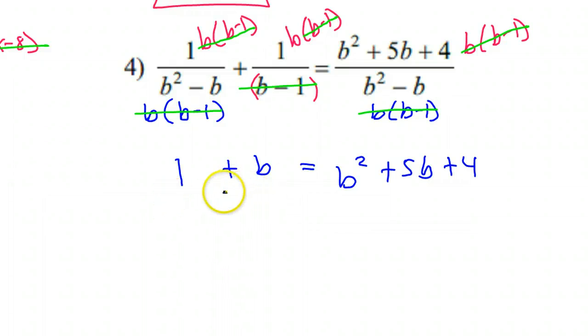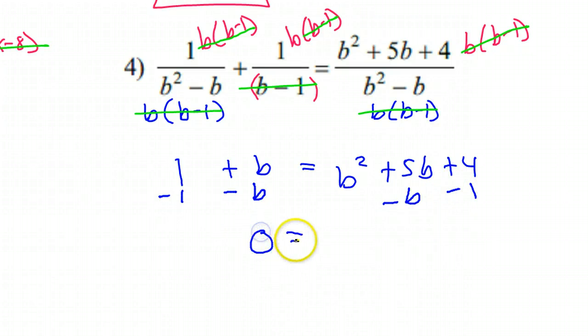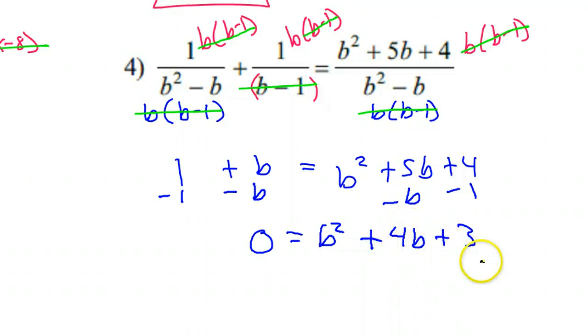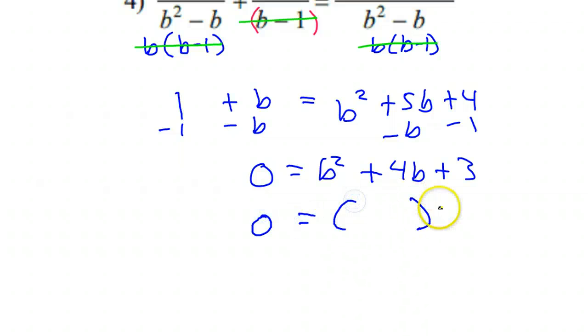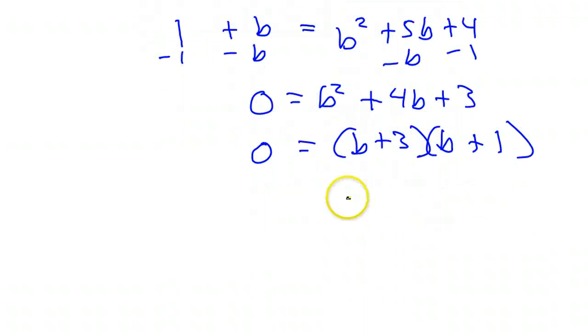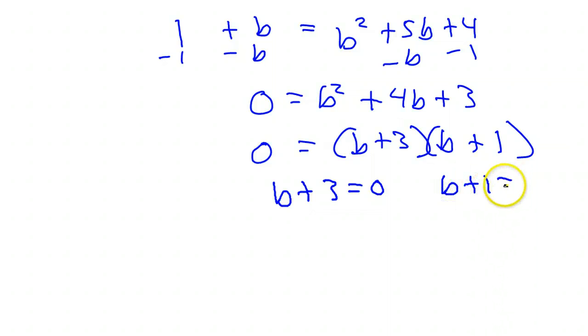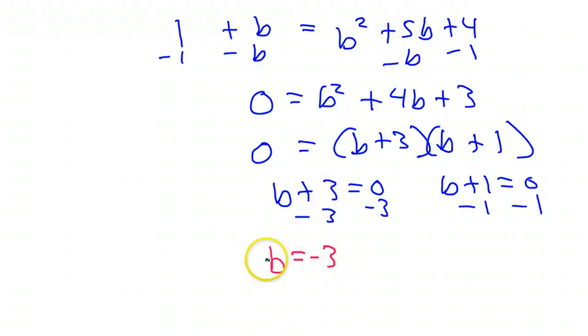I need 0 on one side, so I'm going to subtract b from both sides and subtract 1 from both sides. So that'll give me 0 equals b squared plus 4b plus 3. Now I wonder if this is factorable. b squared is b times b. 3 can only be 3 times 1. And positive will work. So I set these equal to 0. So b plus 3 equals 0, and b plus 1 equals 0. Now subtracting 3 from both sides and subtracting 1 from both sides gives us b equals negative 3.